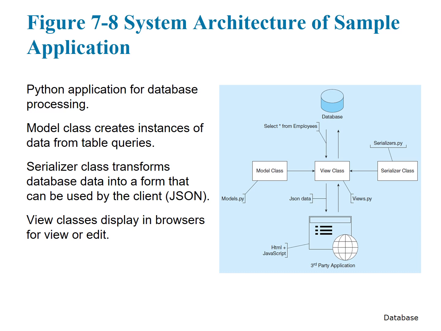The figure also shows that the data exchange between view classes and the application is done using a standard format, in our case JavaScript object notation. JavaScript object notation is a data interchange format that is both easy for humans to read and for machines to parse and generate.